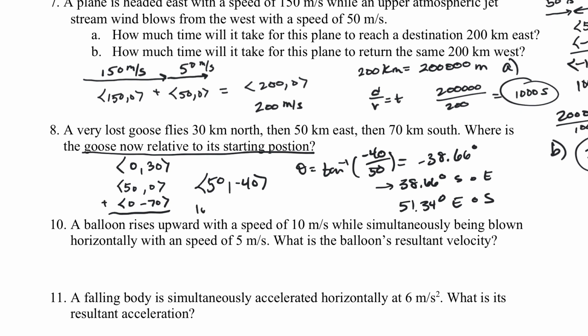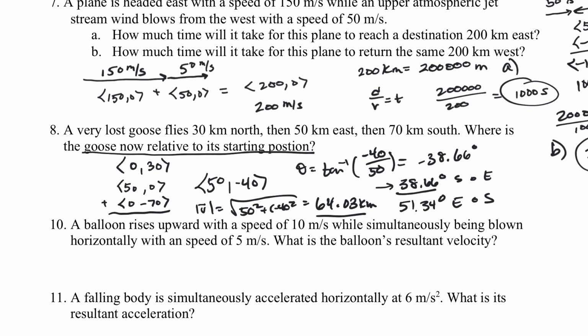The magnitude of the vector is going to be equal to the square root of 50 squared plus negative 40 squared. That would give you 64.03 kilometers.